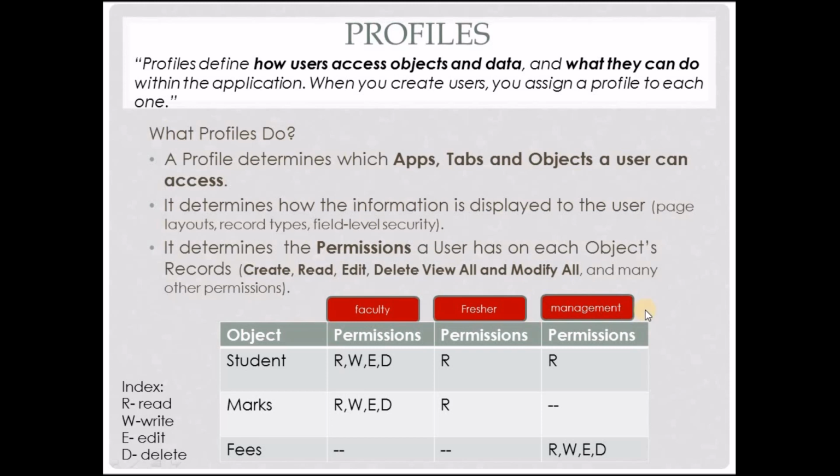Now, taking this as a school management system application, let's take this example where we have faculty. On an object called student, the faculty profile has read, write, edit, and delete. While on the fees object, faculty does not have any permissions. You can look at the fresher profile. For a student object, fresher has only read access, which means that a fresher profile user cannot write, edit, or delete the record, while the user with a faculty profile can read, write, edit, and delete that record. So this defines what a user can do in the Salesforce org on an object.